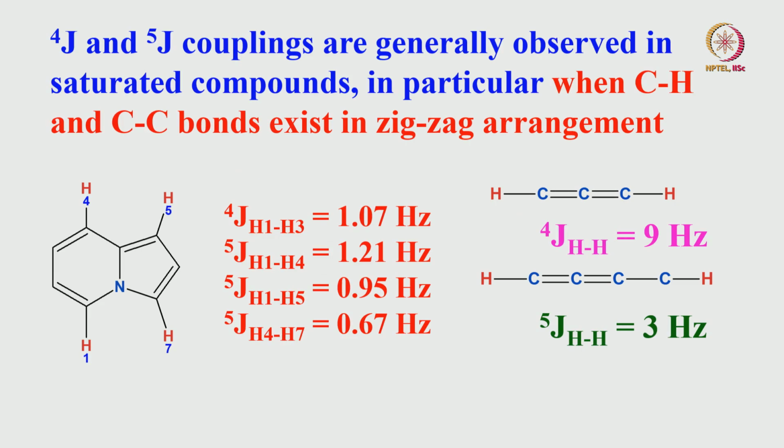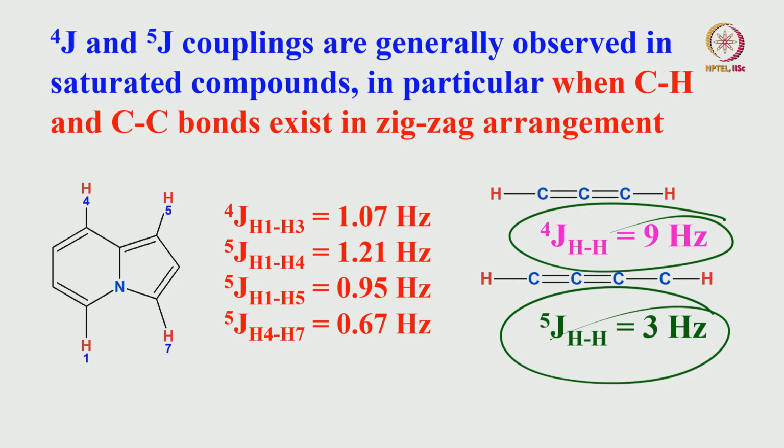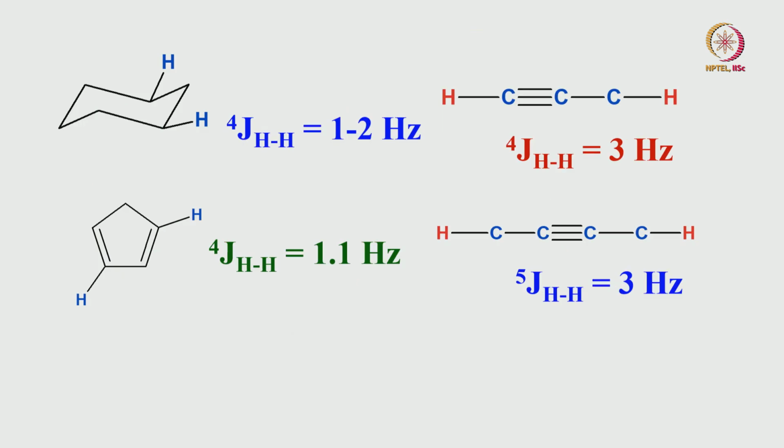Long range couplings: generally after 3 bonds coupling will drastically come down. With 4 bonds most of the time it is 0, you will not see it. But there are classic examples like this. This 4 bond coupling can be of the order of 9 hertz, 5 bond coupling can be of the order of 3 hertz, and depending upon whether there is a linear chain like this or a zigzag fashion like this, in this type of molecules you can have 5 bond coupling, 4 bond coupling, etc.